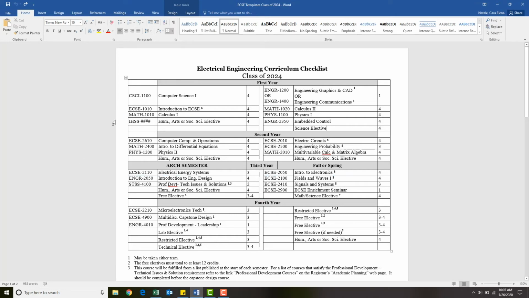For the sake of this example, I'm going to pretend I have credit for Calculus 1 and Chemistry 1. So on here, I'm just going to use a strike through. Okay, now what I'm going to do is I'm going to highlight my primary plan in green, and I'm going to highlight my backup options in blue.